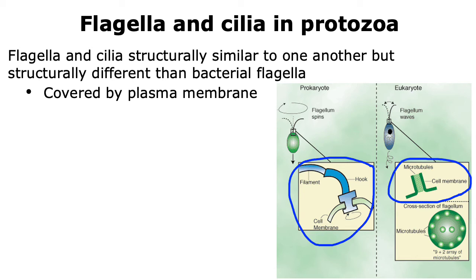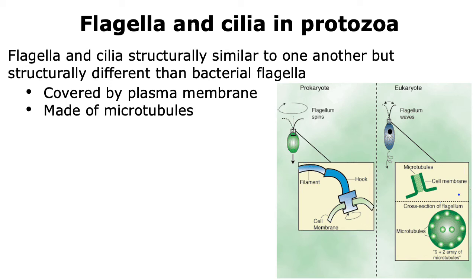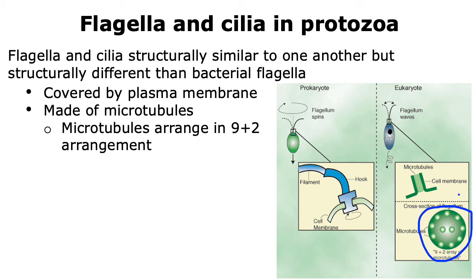When we look at the composition of the flagella and cilia, they are made of microtubules. On the other hand, bacterial flagella are made up of flagellin, especially in the filament portion of the flagella. The microtubules, in the case of protozoa, are arranged in a 9+2 arrangement, and thus we are able to see this 9+2 arrangement in both flagella as well as cilia.